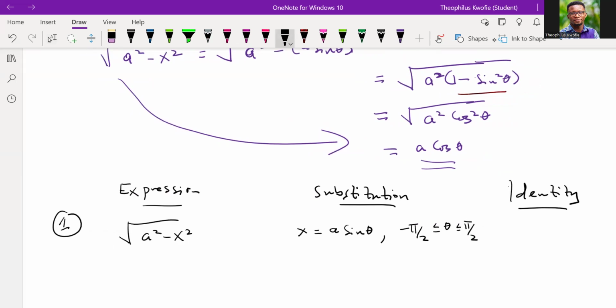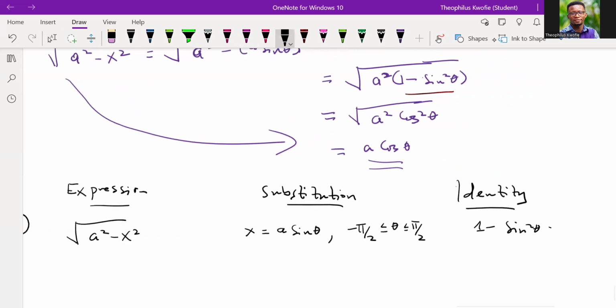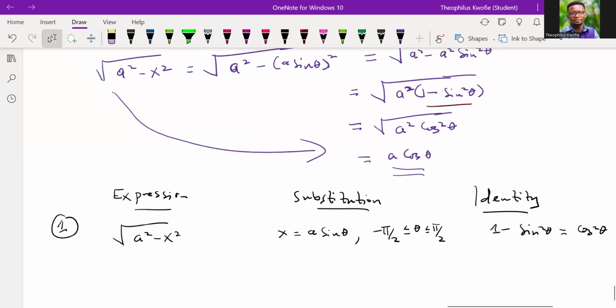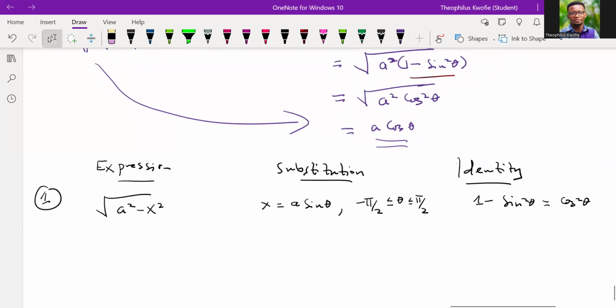And then the identity, as we have seen before, will be what? 1 minus sine squared theta. So the identity that I want to have in mind, or the identity that is associated with this problem, will be something like this. Okay, good.